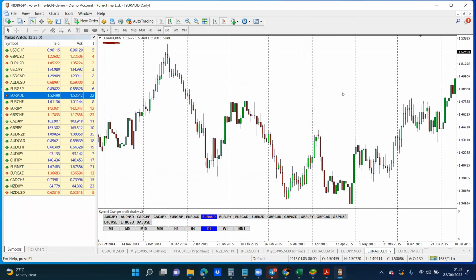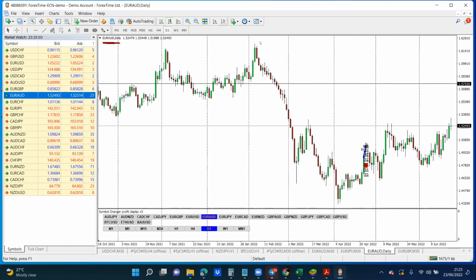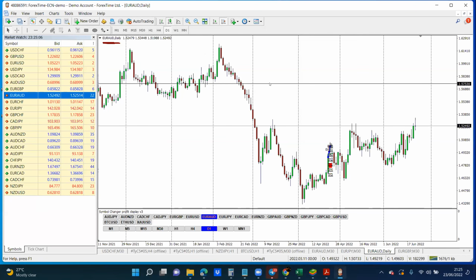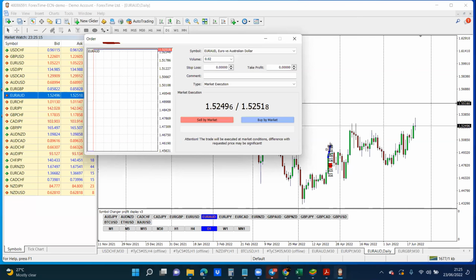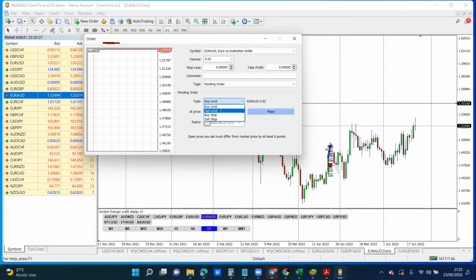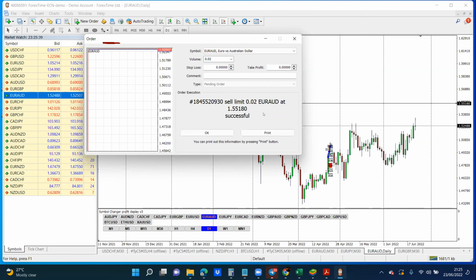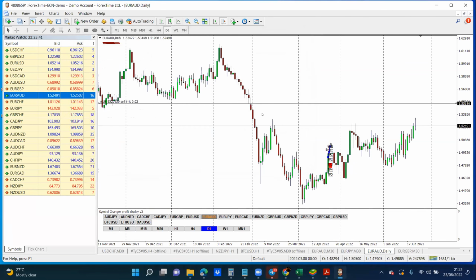I'll give us a good example here. So here we have price presently here. Let's say I want to sell when price gets to 1.55180. So what do I do? I come to new order. I want to sell when price gets to 1.55180. That should be a sell limit. So I'll come to this point and go to a pending order, and I'll choose a sell limit. And my sell limit price would be at 1.55180, right? I can click on place. Right, so now I have a sell limit.